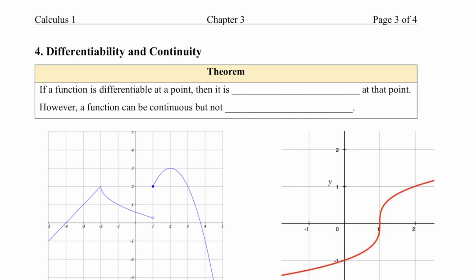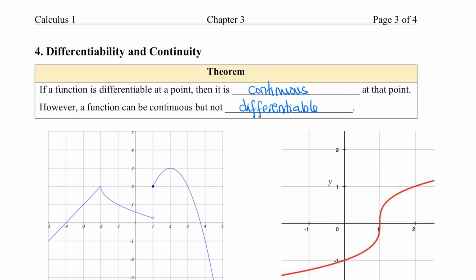Now, let's talk about the relationship between differentiability and continuity. Here's an important theorem. If a function is differentiable at a point, then it is continuous at that point. This means that if the derivative exists at a point, the graph cannot break, jump, or have a hole there. However, the reverse is not always true. A function can be continuous but not differentiable.